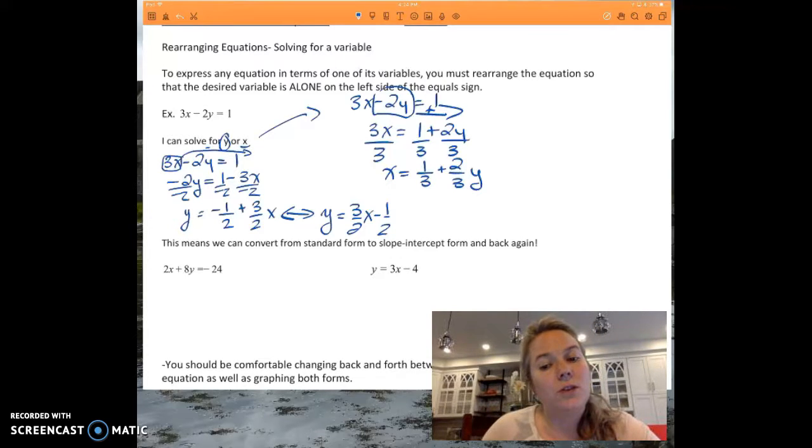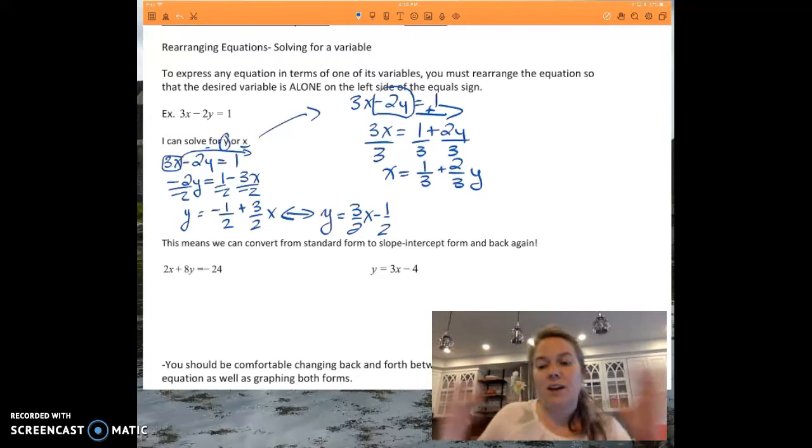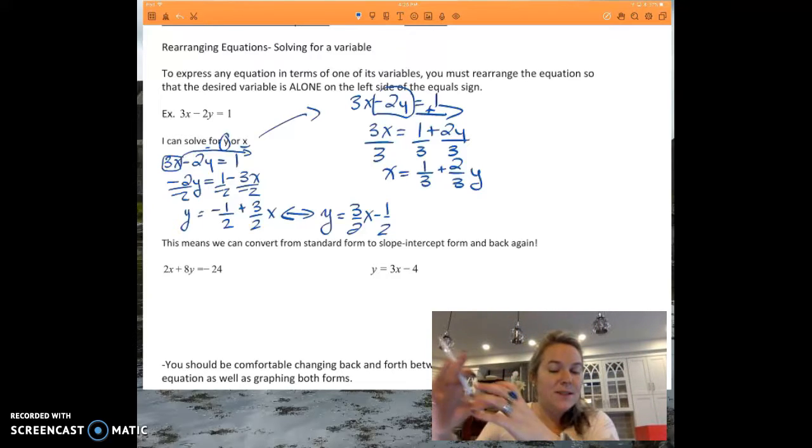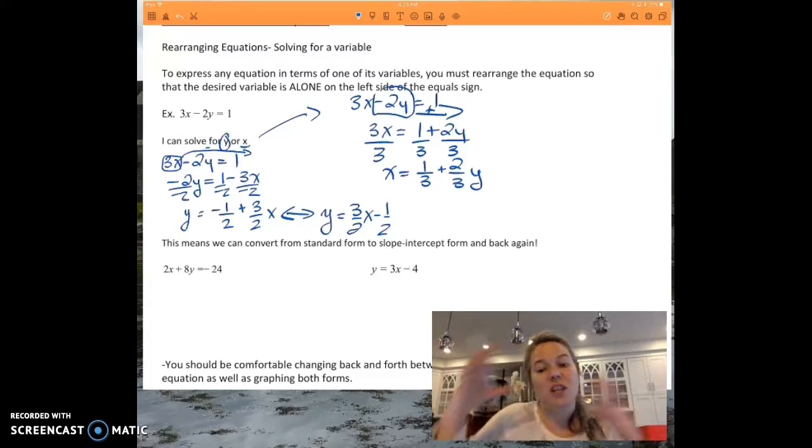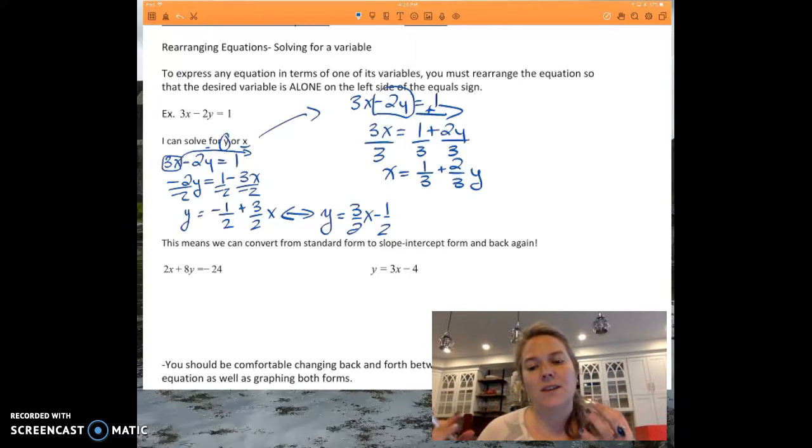So you need to be very comfortable kind of switching back and forth between these different forms and viewing an equation as something that's very flexible. Each term is its own thing, and you can move it around and you can work with it and you can change the structure of that equation without changing the essential answer or solution to the equation, as long as you follow the rules. So let's practice.